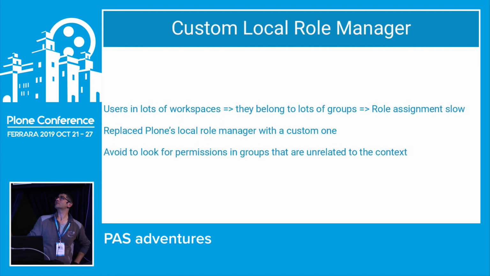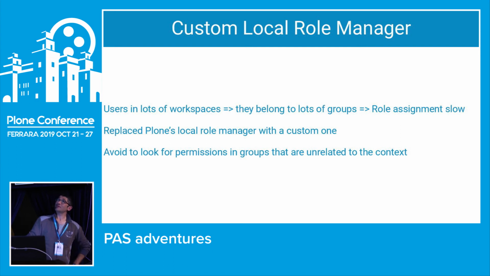Okay, so basically I already said that. And there was another problem with the role manager. You know why browsing with admin is really fast? Because basically whenever you check a permission and you are admin, you have that permission.